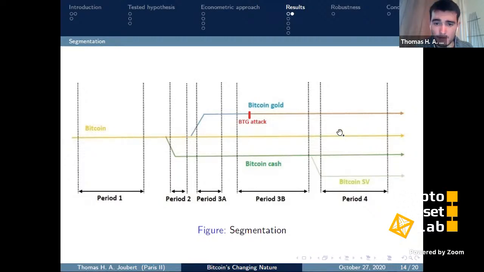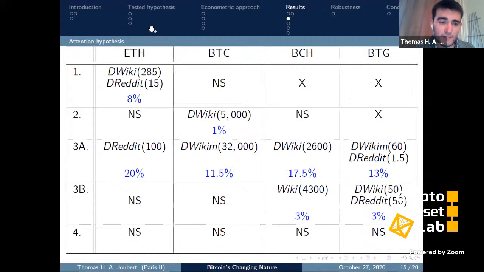So the results are the following. Let me first explain how to read this table. For each period and each cryptocurrency, it provides you the variables that are found to be significant to explain the price variation of cryptocurrencies.